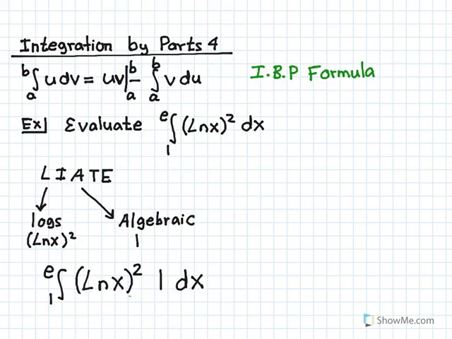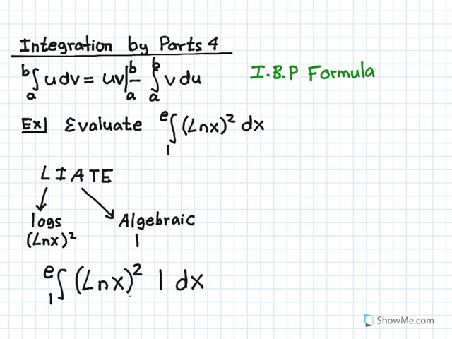In this video, we're going to apply integration by parts twice, using the formula that we've been using all the time. Integral a to b u dv is equal to uv, evaluated from a to b, minus integral a to b v du. The question is to evaluate integral from 1 to e of (log x) squared dx.